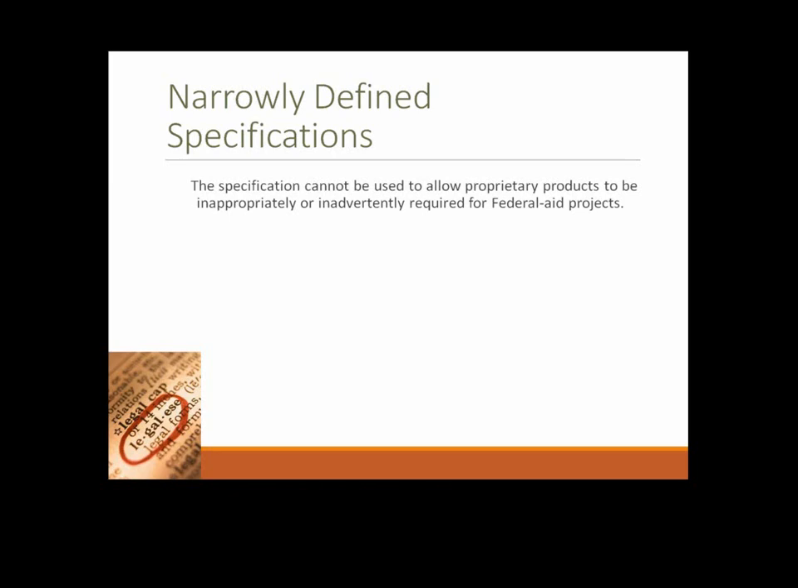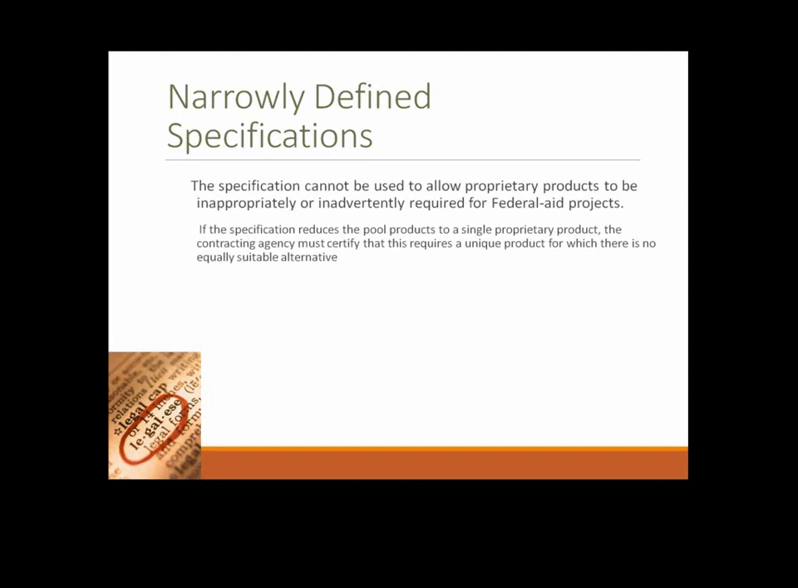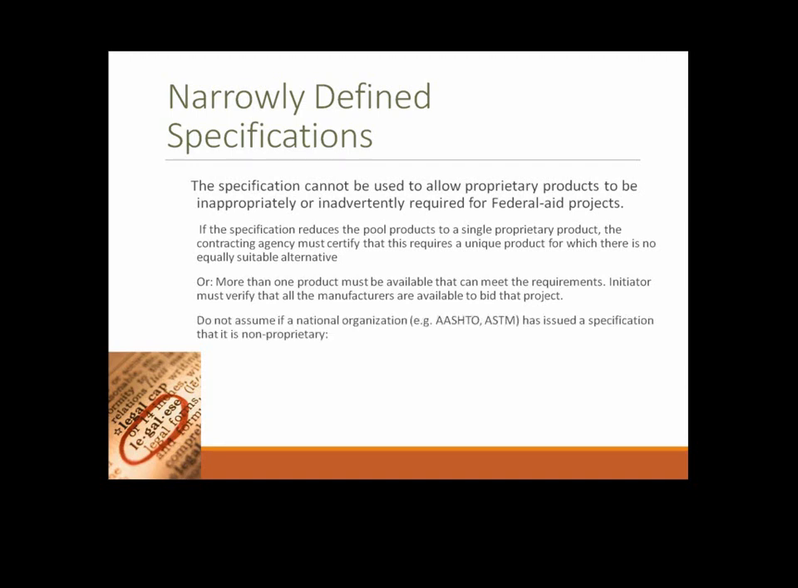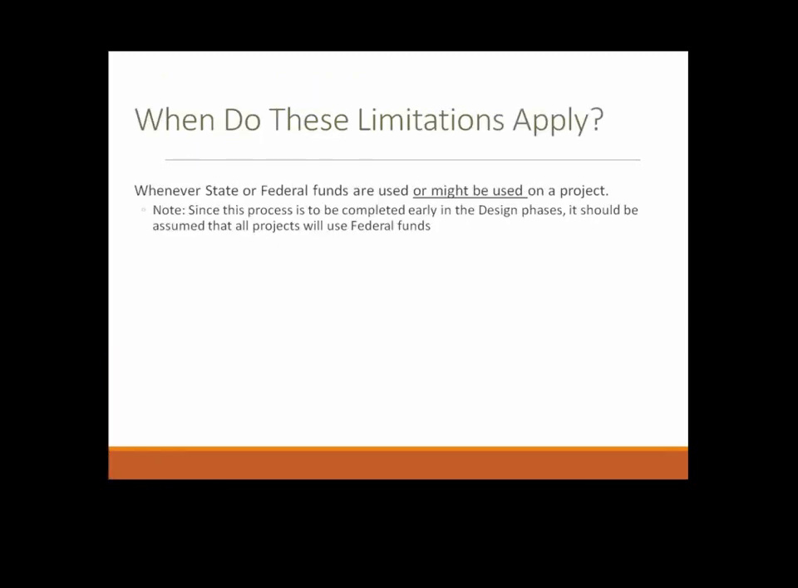They cannot be used inappropriately or inadvertently when you do use a narrow spec. There has to be at least 2 products available for that specification to meet that. You will need to verify that, and that means that the manufacturers are available to bid. It cannot be that there are 2 suppliers capable, but one doesn't market in Florida. That is still a proprietary product because only one is available to market in Florida. So don't assume that if you're using national standards that makes any difference. It does not. The national standards are not written around product availability.